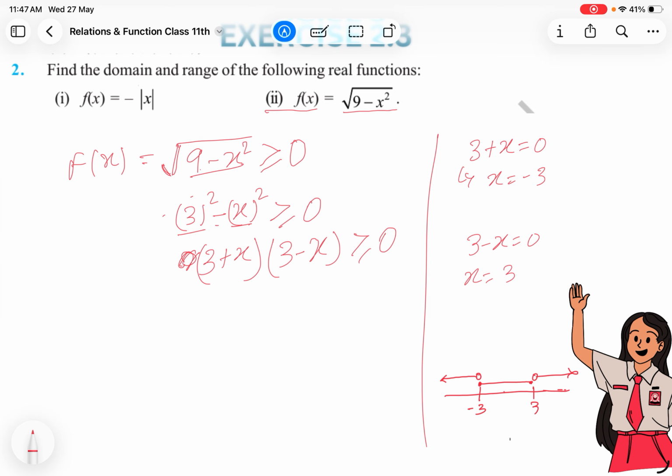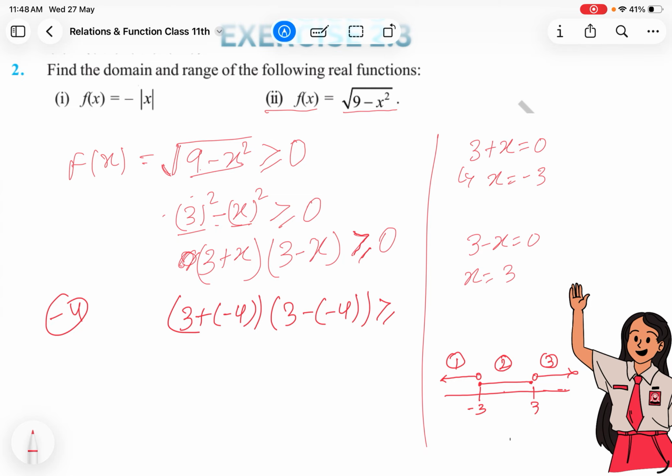Okay, so now we have to take a call. If this is 1, this 2 and this 3, we have 3 intervals. Now we have to see if we put all the numbers less than minus 3, whether this statement will be satisfied or not. So let's see. Suppose we are taking any number less than minus 3, suppose this is minus 4. So (3 plus minus 4) into (3 minus minus 4) is greater than or equal to 0.